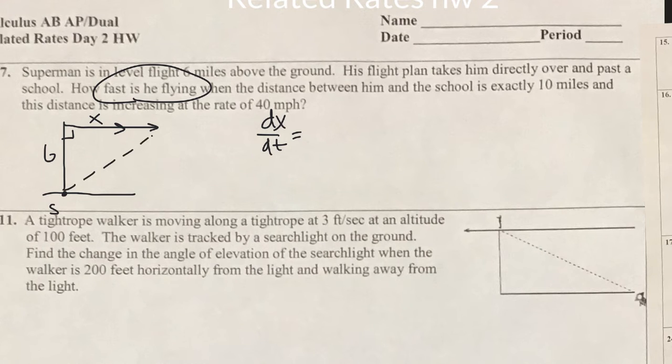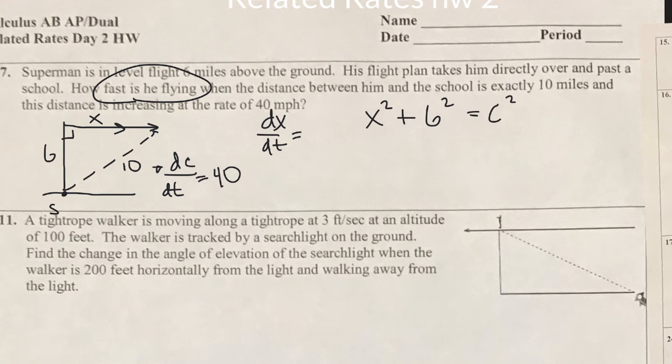this distance is 10 miles exactly from where he is. And this distance, we'll call this c for the hypotenuse, is changing at 40 miles an hour. Okay, so we know some things here, and because it's a right triangle, we're going to set up a Pythagorean theorem relationship. x squared plus 6 squared equals c squared, right?